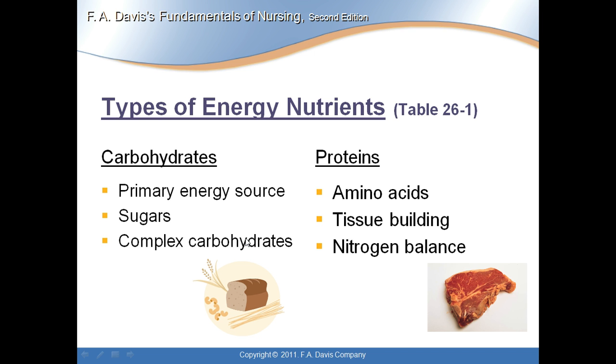With proteins, it's tissue building and wound healing. It's an energy source. It balances acids and bases. It also improves immune system function, and it also balances fluids. Keep in mind that the average adult needs about 1 gram of protein per kilogram of body weight per day. So for you and I, that's 1 gram of protein per kilogram of body weight.